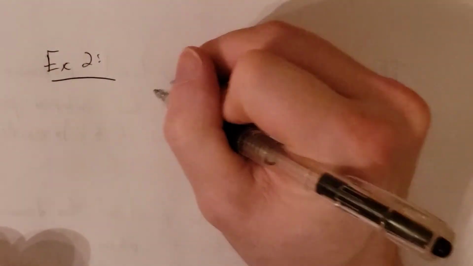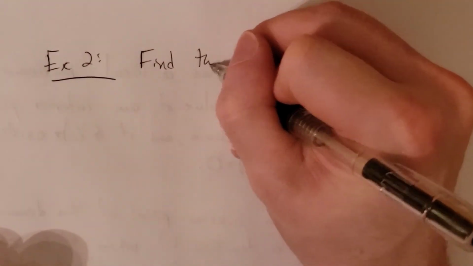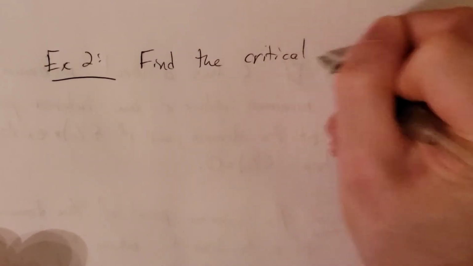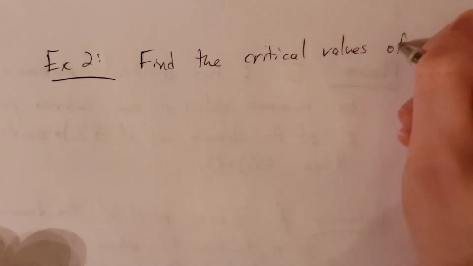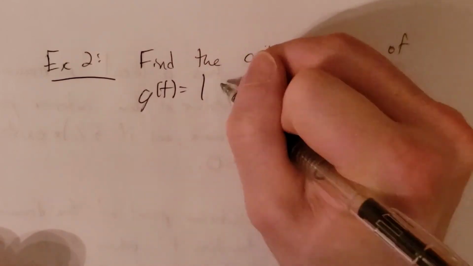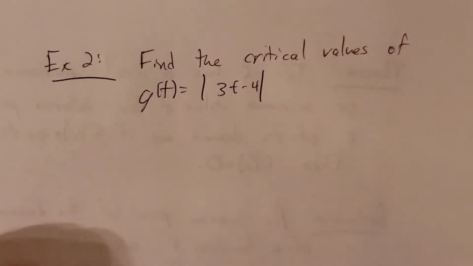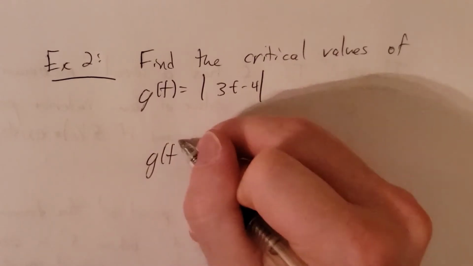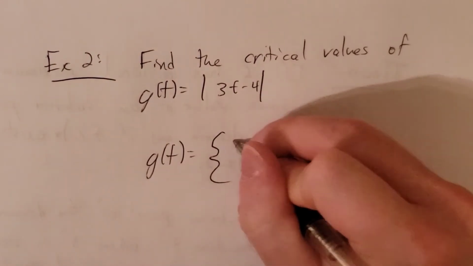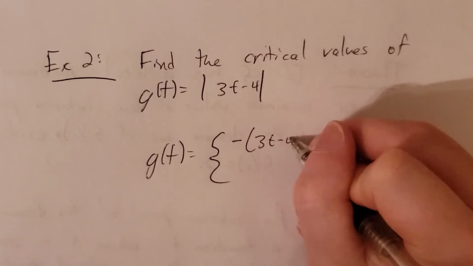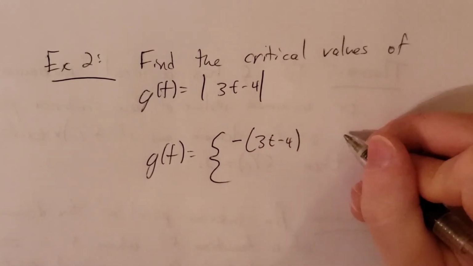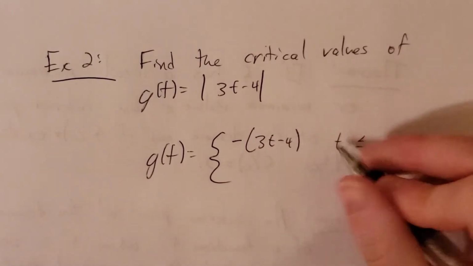All right, we have a second example that we want to cover here. The second example is to find the critical values of g of t equal to the absolute value of 3t minus 4. If we have an absolute value function, this is a piecewise function where we get negative 3t minus 4, and where t is equal or less than something.